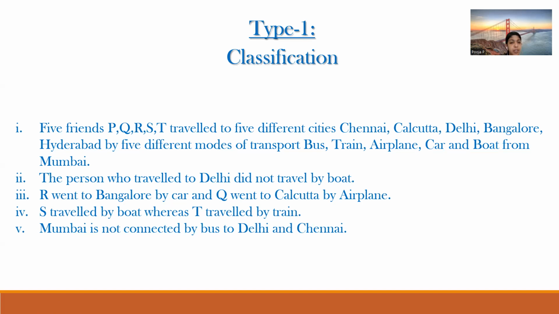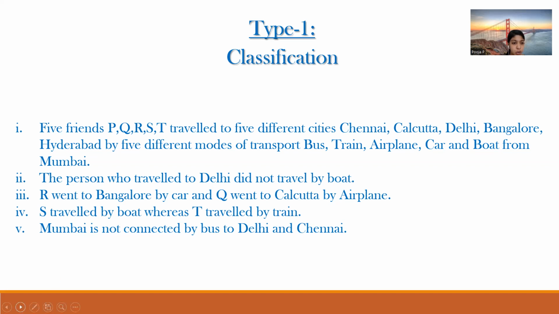So the first question: five friends P, Q, R, S, and T travel to five different cities, that is Chennai, Calcutta, Delhi, Bangalore, and Hyderabad by five different modes of transport, that is bus, train, airplane, car, and boat from Mumbai. The person who traveled to Delhi did not travel by boat. R went to Bangalore by car. Q went to Calcutta by airplane. S traveled by boat, whereas T traveled by train. Mumbai is not connected by bus to Delhi and Chennai.